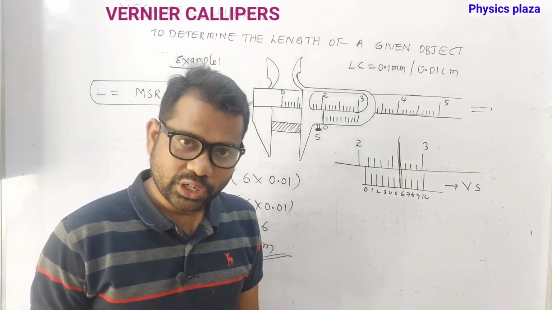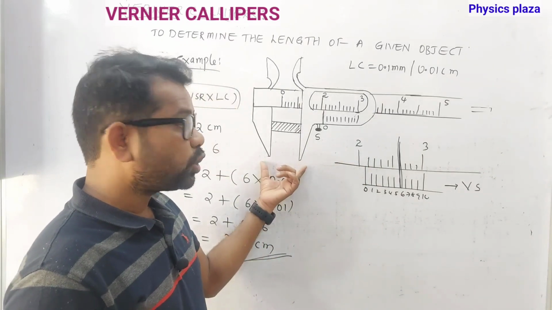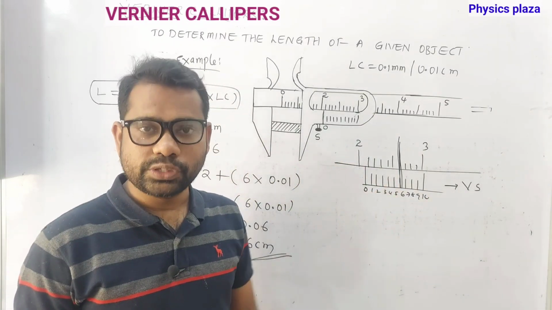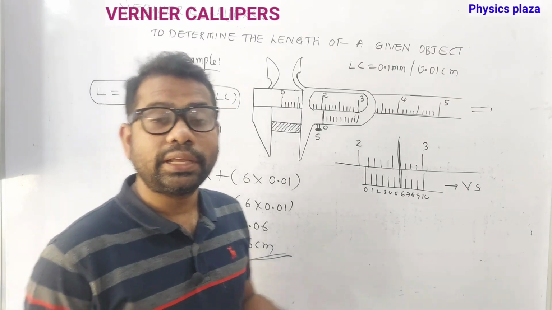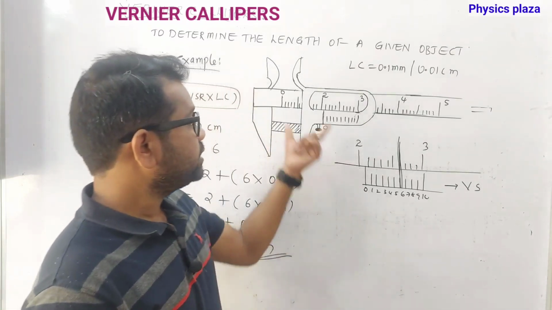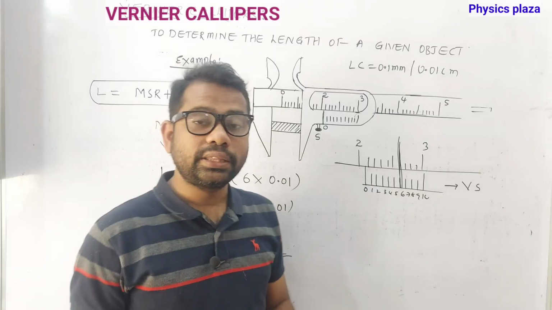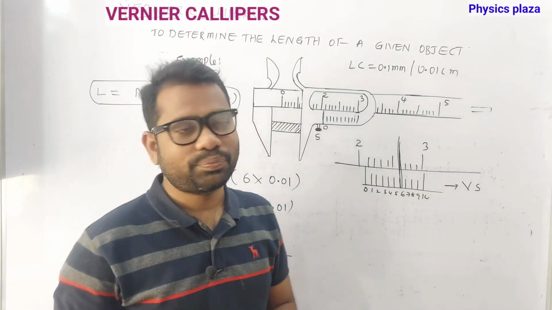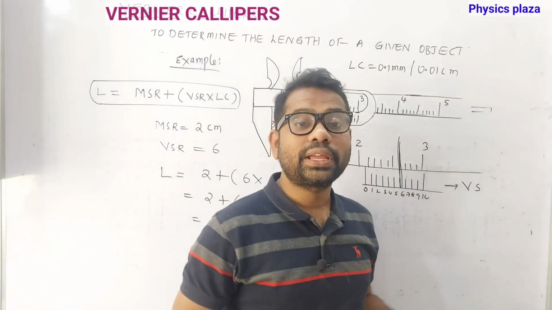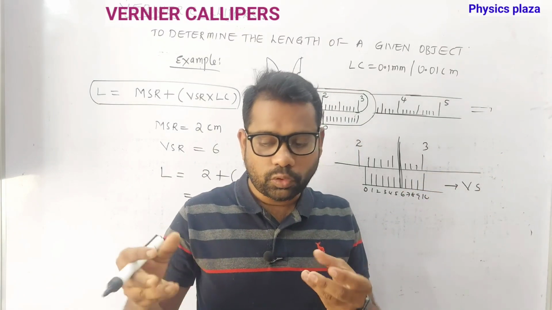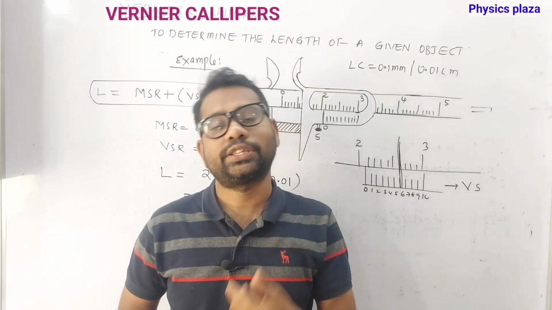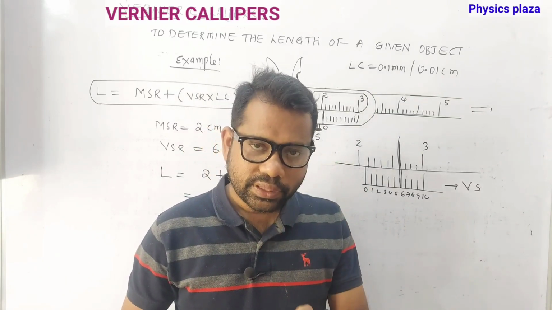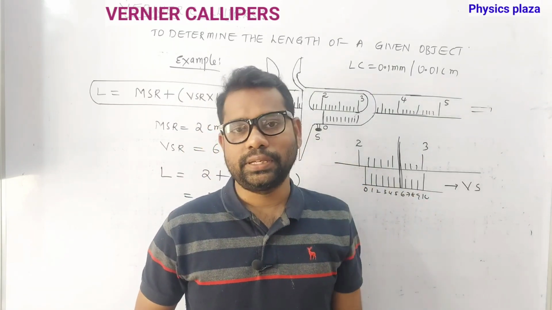And what are the applications, children? By using the external jaws, we can find the length of a given object, and also we can find the external diameter. By using the internal jaws, what can we find, children? We can find the internal diameter. By using this metallic tail, we can find the depth of a given vessel, such as a small test tube. So these are the parts of the Vernier calipers and their applications.